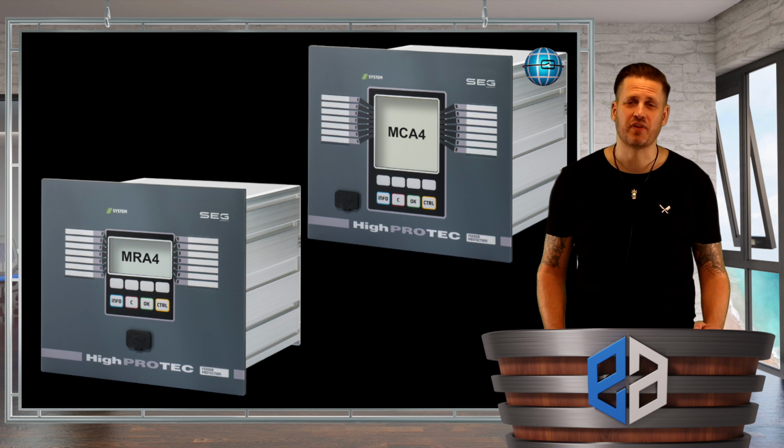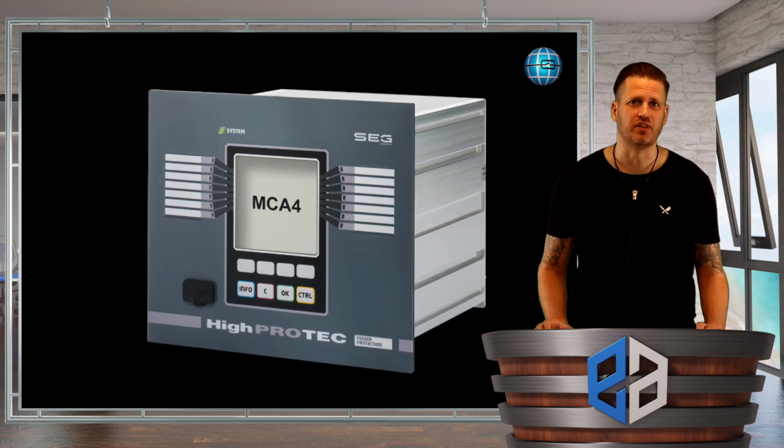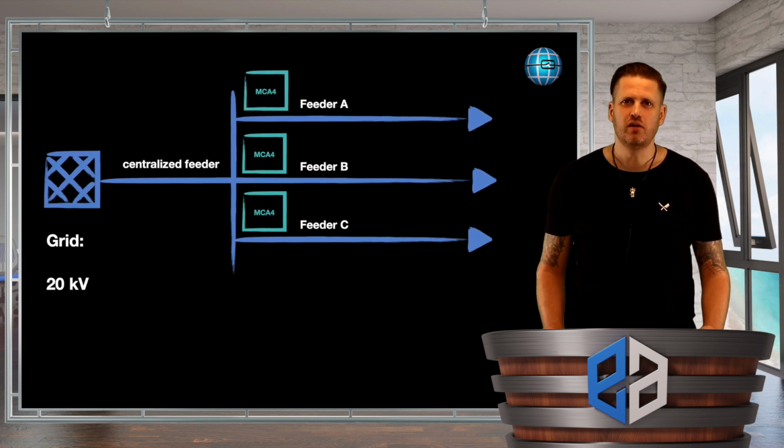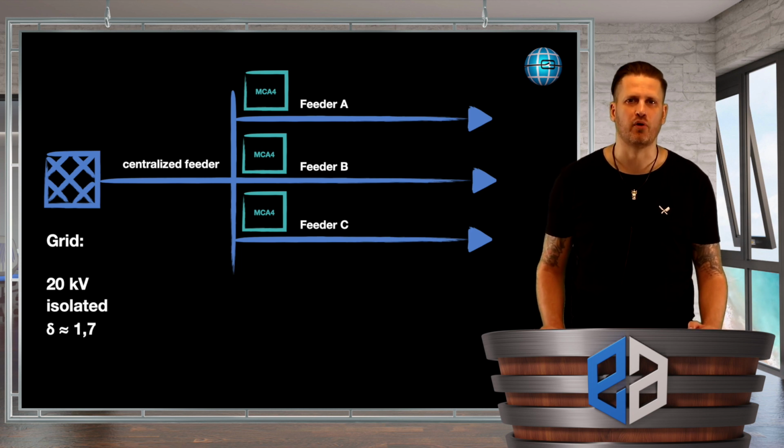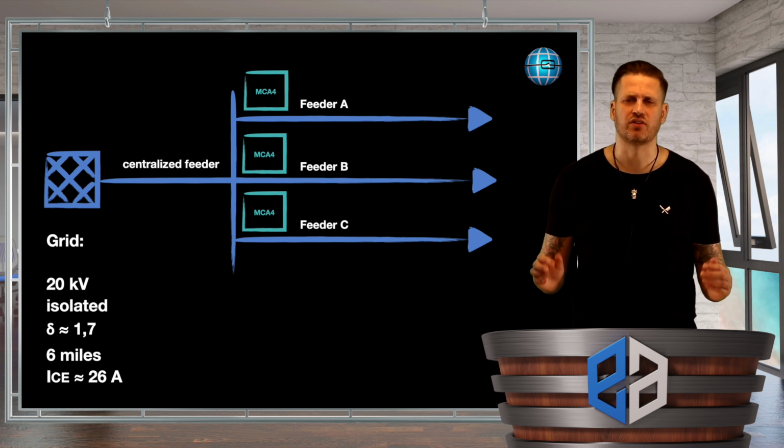Okay, today, as I said, we are testing the MCA4 from SEG and initially assume that we are in a small 20 kV medium voltage network, that all star points in our network are operated in isolation, and that the resulting earth fault factor is around 1.7. The expansion of the network should be around 6 miles. The resulting capacitive ground fault current is then around 26 amps.